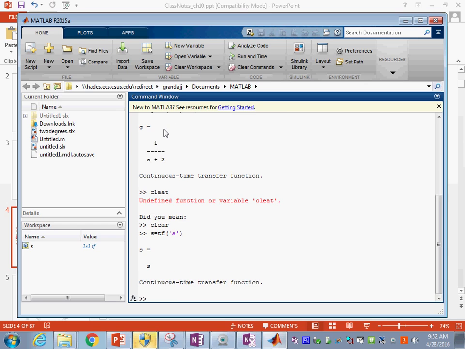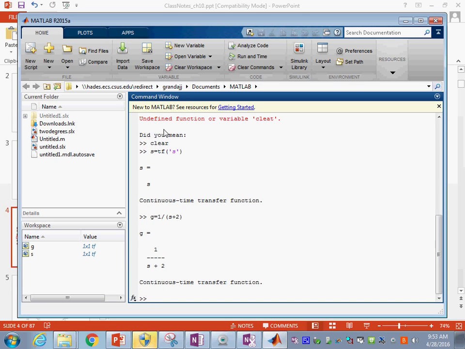So when you do this, then you can say that g is equal to 1 divided by s plus 2, right? Just like you want it in there. Instead of entering it as a polynomial, you just do it like you want it, and then lo and behold, you have the transfer function the same way. So I suggest you use these two methods of entering the transfer functions in MATLAB. They work really well.